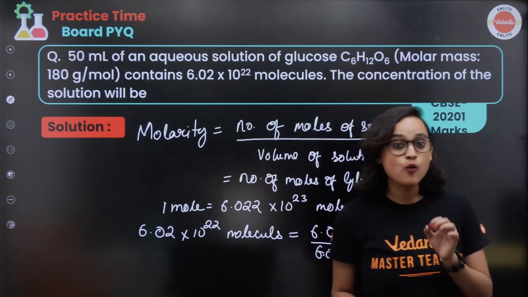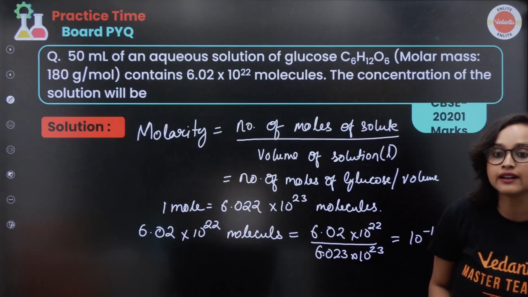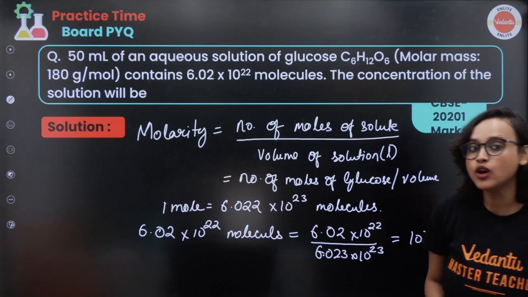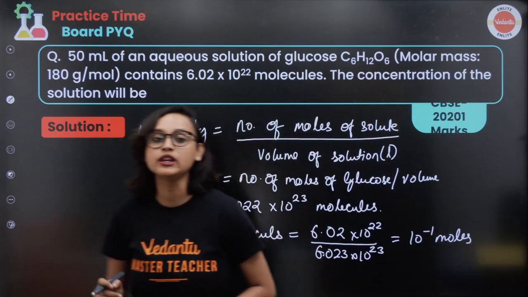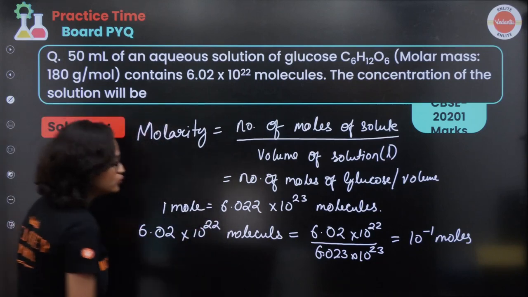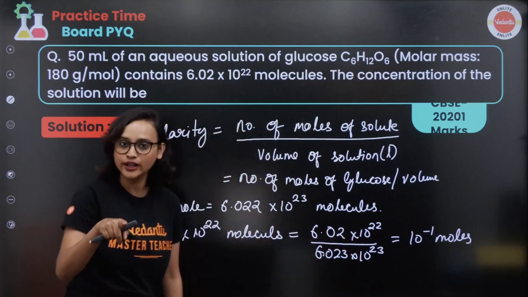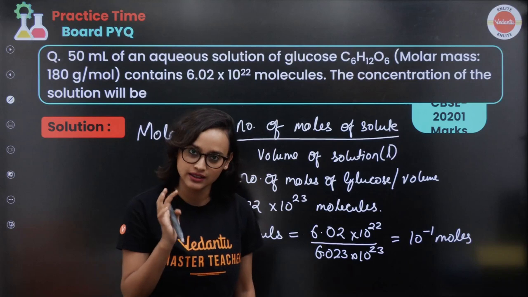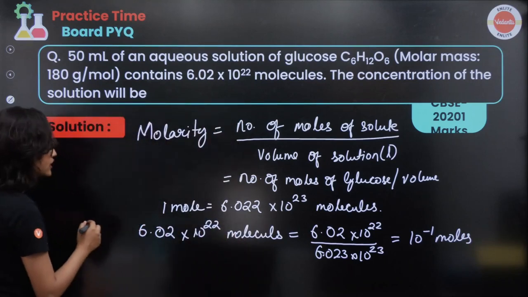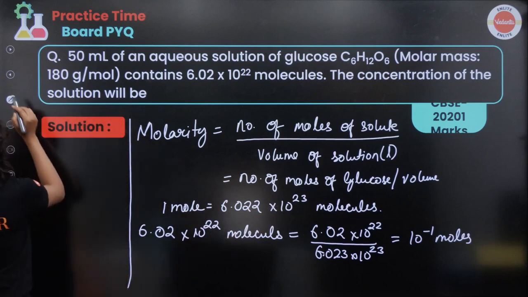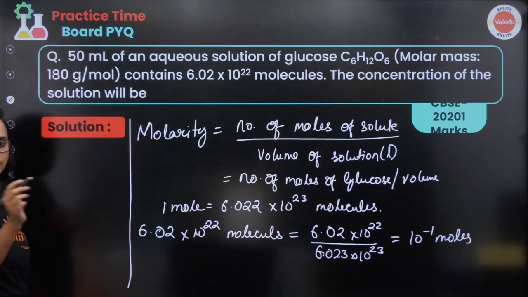No. Now we have to calculate the molarity, isn't it? So let's calculate that. What will be molarity? Molarity will be equal to 10 to the power minus 1, which means 0.1. I can also write it as 0.1. Correct? Okay. So let's do this here. I'm going to draw a line here so that you understand that after this, I'm coming here. So, let's write it down.